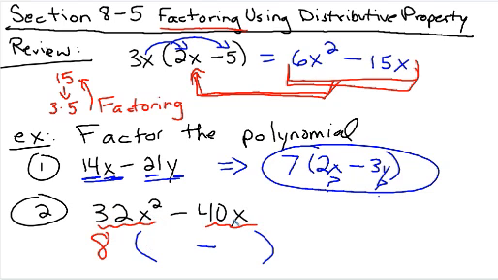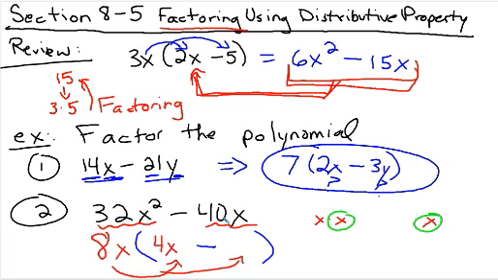Now how about x squared and x? Well, x squared is x times x, and x is just an x, so the one that's common to both is an x. So we pull out an x, and then I think 8x times what will make 32x squared? Well, that's 4x. And then 8x times what makes 40x? That's just 5. And so there's our answer.